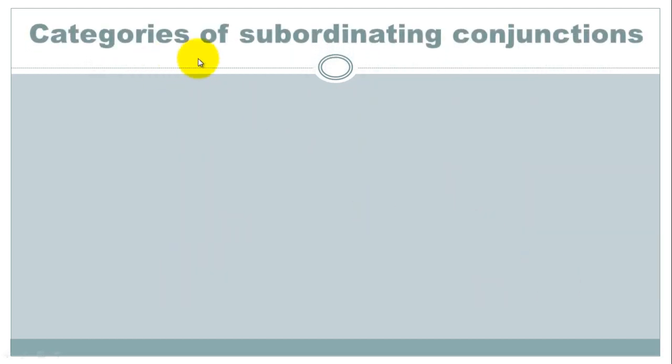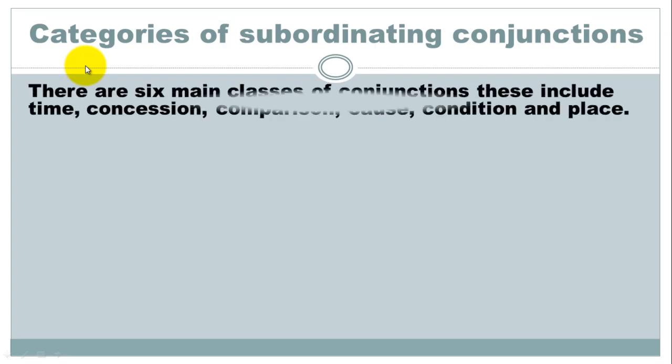Okay, categories of subordinating conjunctions. We're going to look at the categories, the types of subordinating conjunctions, to be precise. There are 6 main classes of conjunctions. Some of them we're going to learn here today, and some of them you will learn when you reach secondary school, inshallah, in Form 3 and Form 4.